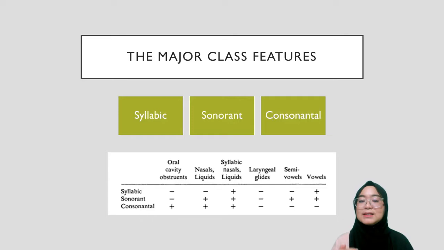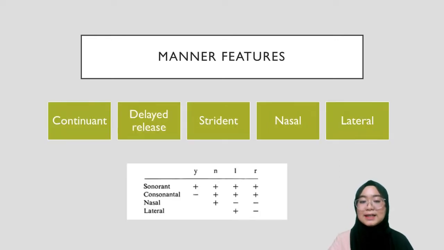Syllabic is plus for syllabic nasals and liquids, and also it can be found in vowels. Meanwhile, sonorant is for nasals and liquids, or for syllabic nasals and liquids, semivowels, and also vowels. However, consonantal only can be found for oral cavity obstruents, nasals and liquids, and syllabic nasals and liquids. The next is manner feature. We will talk about continuant, delayed release, strident, nasal, and lateral.